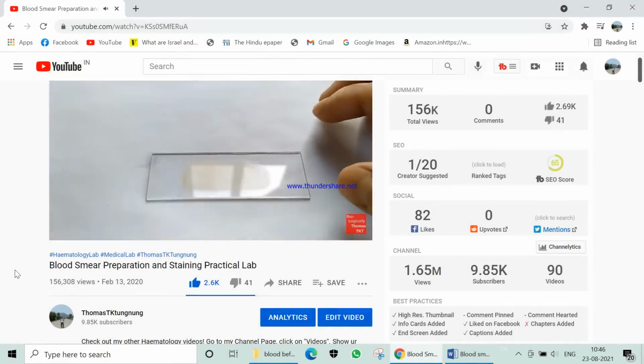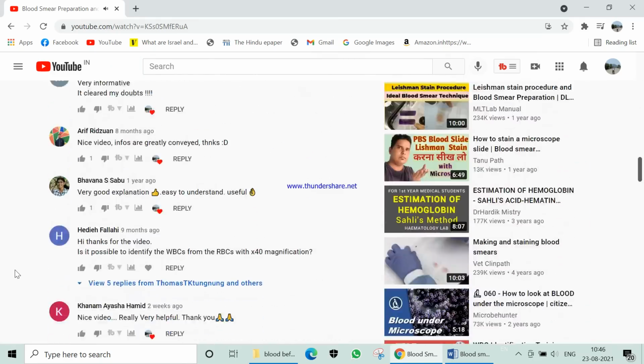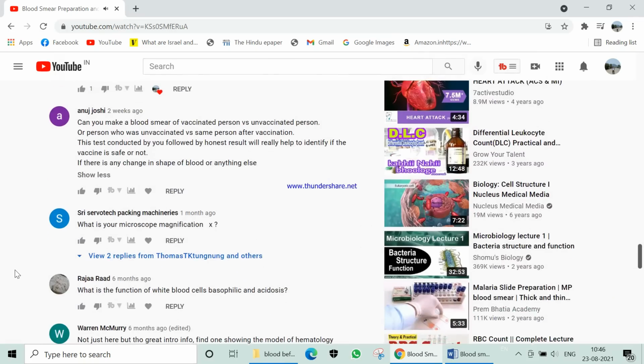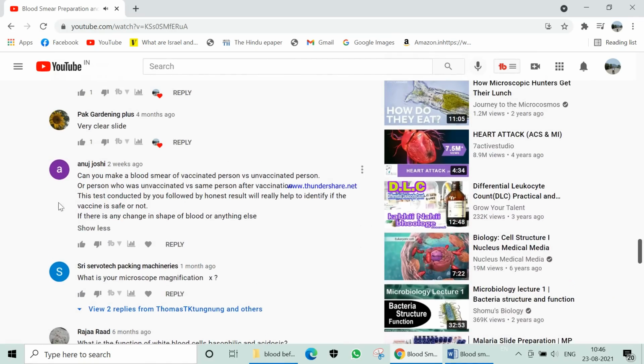A few weeks back, in my video tutorial on how to prepare and stain a peripheral blood smear slide, I received a comment from a viewer. He wrote, "Can you make a blood smear of vaccinated person versus unvaccinated person, or a person who was unvaccinated versus that same person after vaccination? This test conducted by you followed by honest result will really help to identify if the vaccine is safe or not, if there is any change in the shape of blood or anything else."